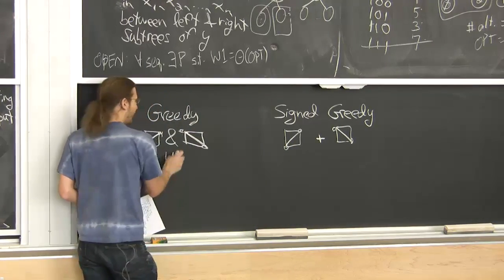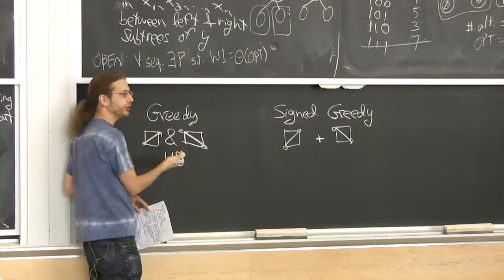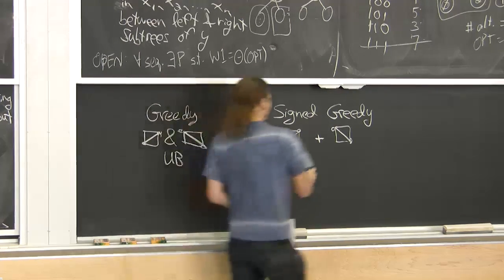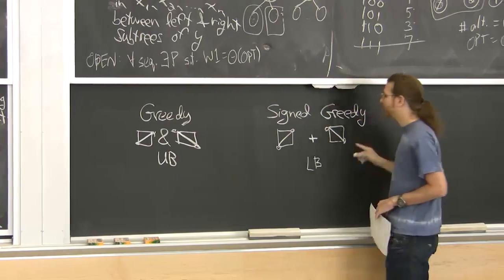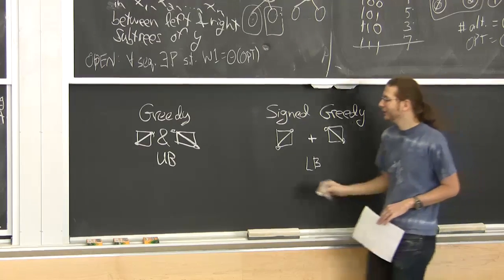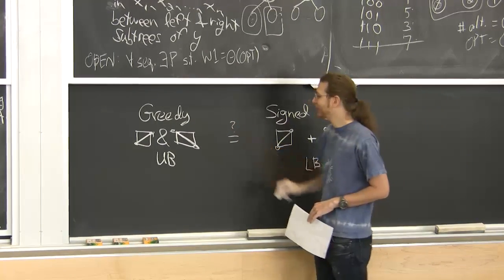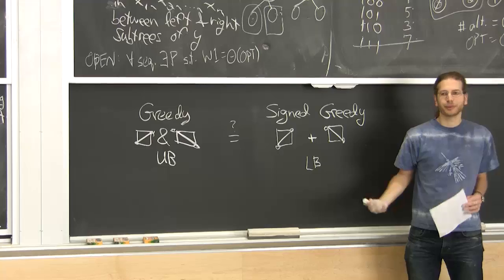This one is an upper bound. It is a binary search tree. This thing is a lower bound. All binary search trees must take at least this. Are they equal up to constant factors? We don't know. That's the big question.